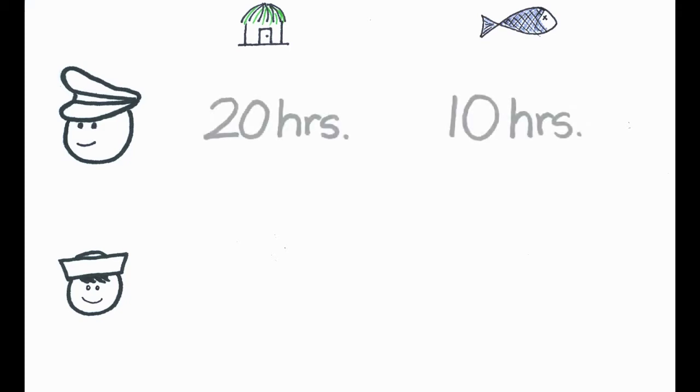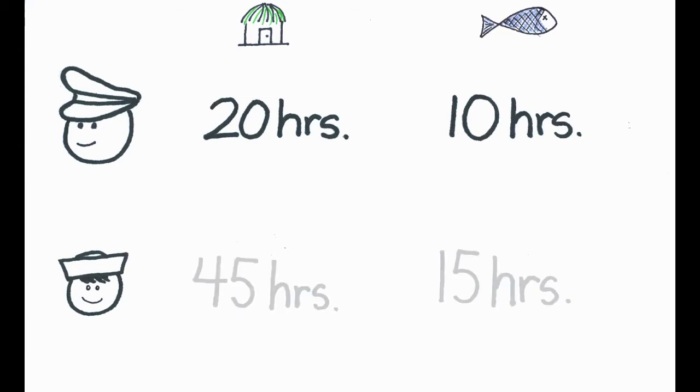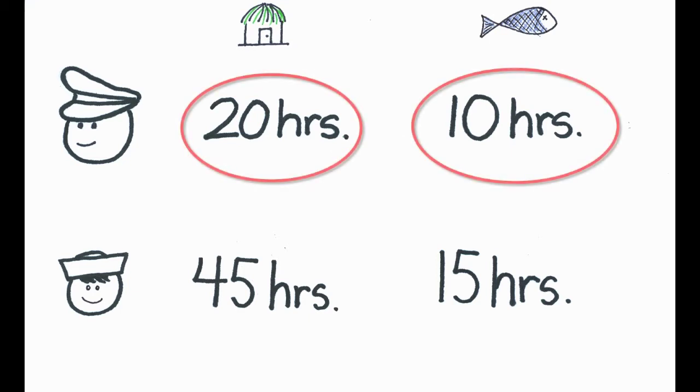Recall also that while Skipper required 20 hours to produce one hut and 10 hours to produce one fish dinner, Gilligan required 45 hours to produce one hut and 15 hours to produce one fish dinner. This meant that while Skipper had absolute advantage in production of both products, i.e., he required fewer resources than Gilligan to produce the same amount of output, it is comparative advantage or opportunity cost that determines the pattern of specialization and therefore the pattern of trade.